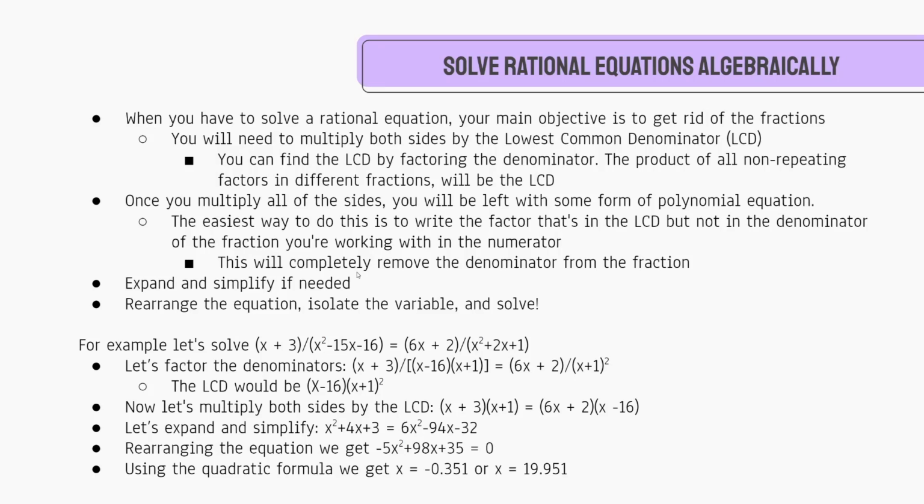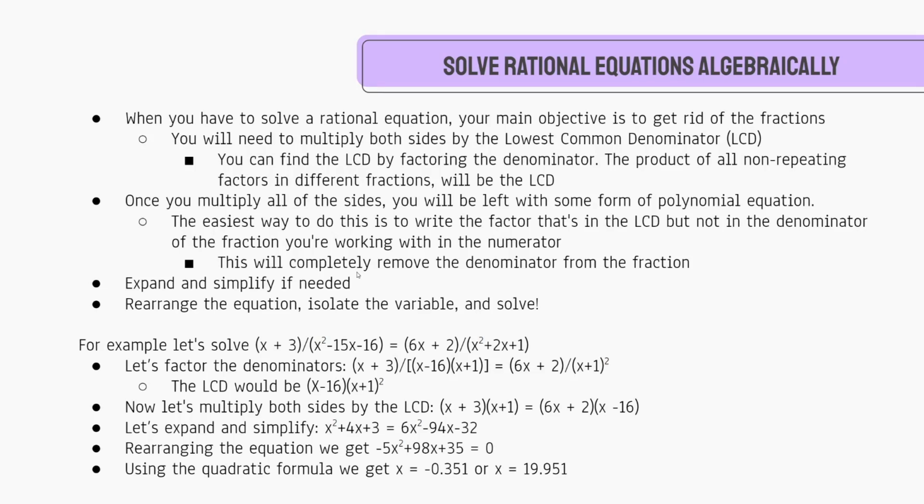After you do that, expand and simplify, because you'll be left with the factored form of a polynomial equation, and you don't want that when you're trying to group things. So expand and simplify, then rearrange the equation to group the variables that go together, isolate the variable you're trying to solve for, and solve.